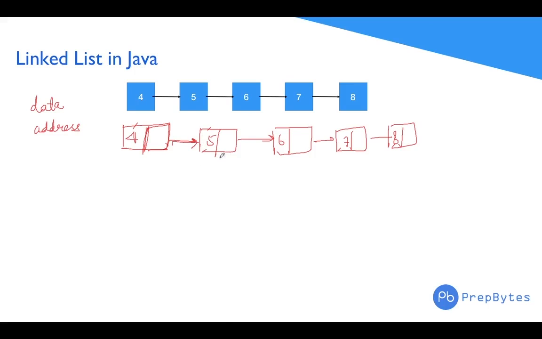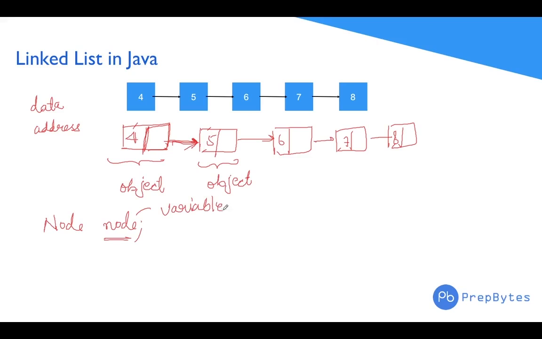In Java you have to think of each node as an object. Each node is an object in memory. And to know where the next object is lying, you have to have a reference to that particular object. So what we do in Java is, let's say we have something like node. Now this node is an object variable, and we create a new node.